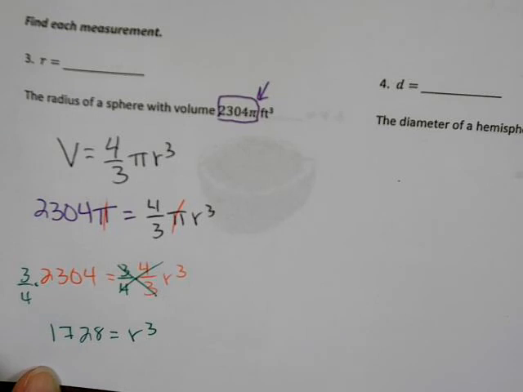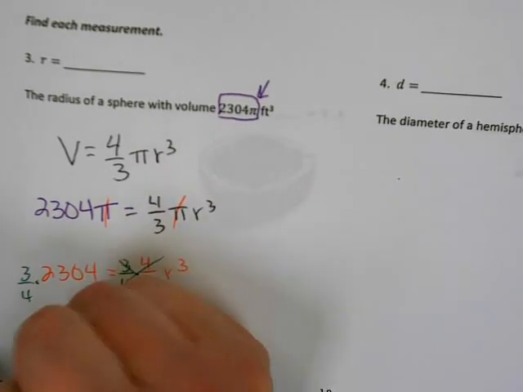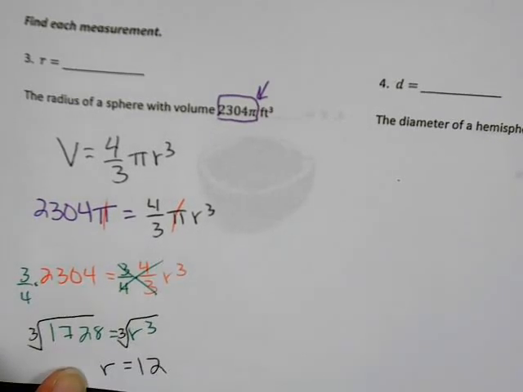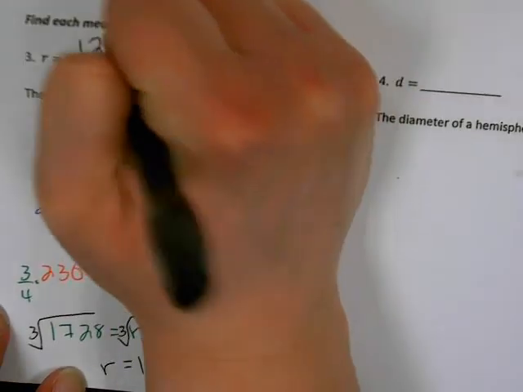Well, the only way to get rid of something cubed, we can't take the square root because it's not being squared. We have to take the cubed root. And so we are going to get r equals 12. If you don't know how to get the cubed root on your calculator, ask me in class tomorrow and we can take a look at it, okay? But if you hit 3 and then you hit second and you hit the one above the square root button, you should be good. But you will get 12 feet.